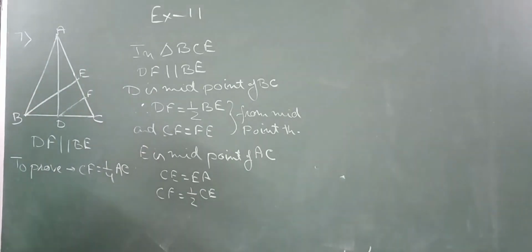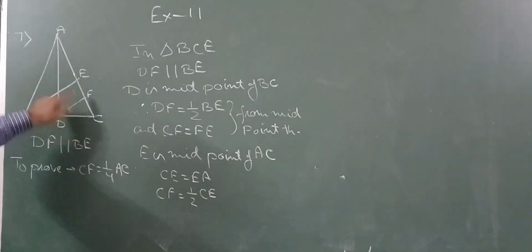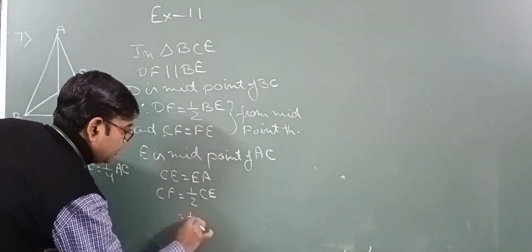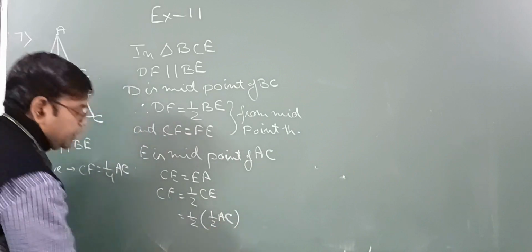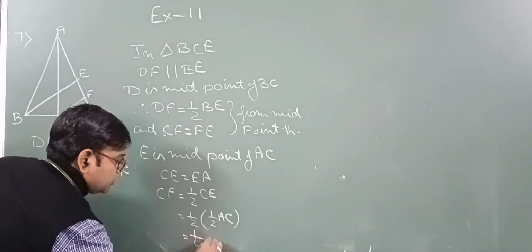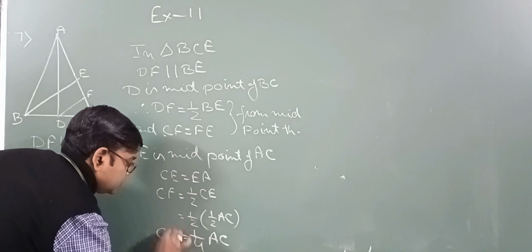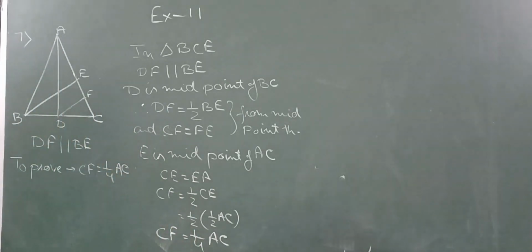Clear? And we also know that CE is half of AC, so we can write half of AC, or we can say it's 1/4 AC. It's a proof, no? This is what we had to prove, and this is your question number 7. Now the next question is question number 8, and it's the most important question. We will solve at least up to this question.